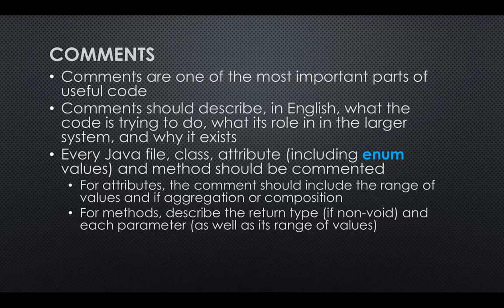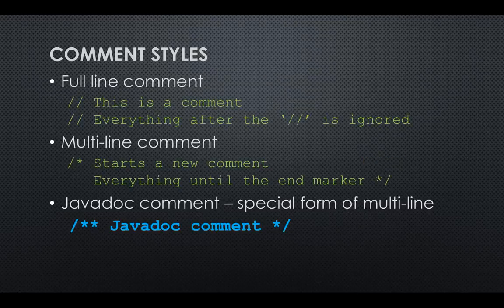For methods, we want to describe what the purpose of the method is, but we also want to describe each and every parameter and the return type if it's non-void. For each one of those parameters, we also want to describe its range of values. For Boolean, that's pretty obvious. The range is predefined. It's true or false. But for any other value, we want to describe what it means. So let's look at the different comment styles in Java.